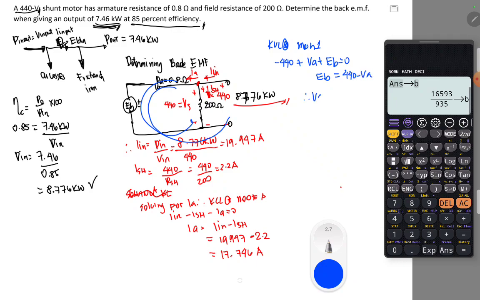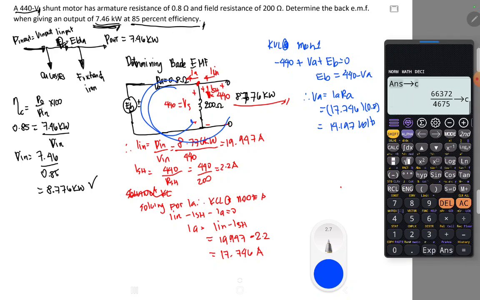But what is our VA? Of course our VA is equal to our IA multiplied by our RA. So our IA is equal to 17.746 multiplied by our RA, which is equal to 0.8 ohm. So we'll have alpha B multiplied by 0.8, and we have 14.197 volts.